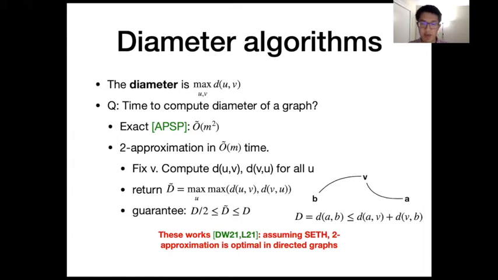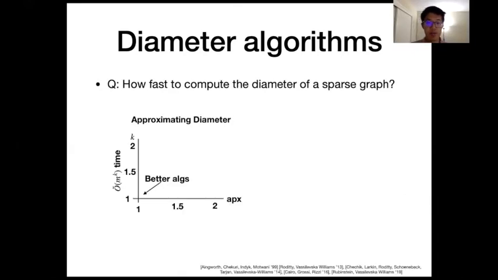So just to give you an idea of what's coming, the main result of these works is that assuming SETH, this 2 approximation is optimal in directed graphs. So that means that in near linear time, you can't get a 2 minus epsilon approximation unless SETH is false. Okay. But before we go into that, let's keep talking about algorithms.